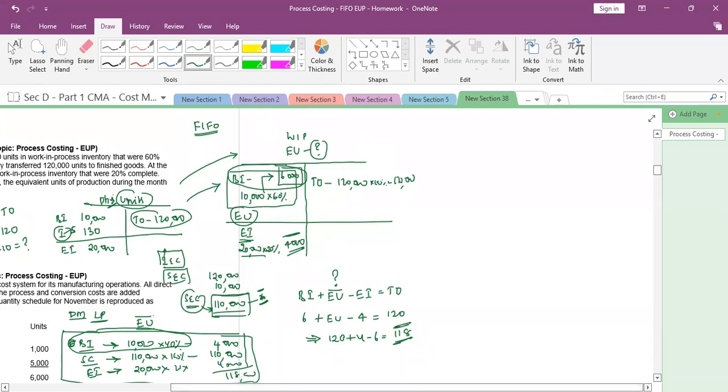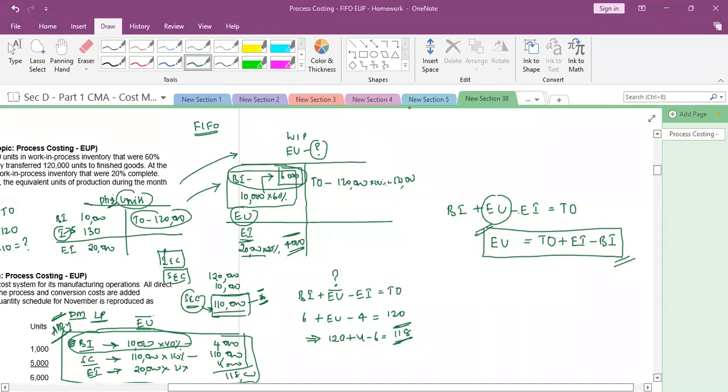So that is technically correct. Exactly what we are calculating. If you see here, beginning inventory plus equivalent units minus ending inventory is equal to transferred out. This we are calculating. So technically EU is equal to transferred out plus ending inventory minus beginning inventory. This is the equation of equivalent units.